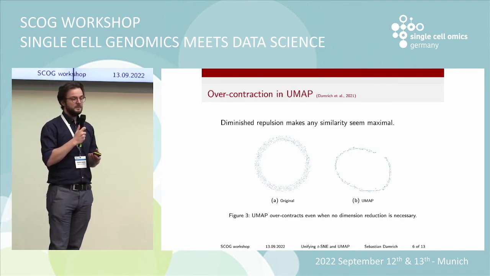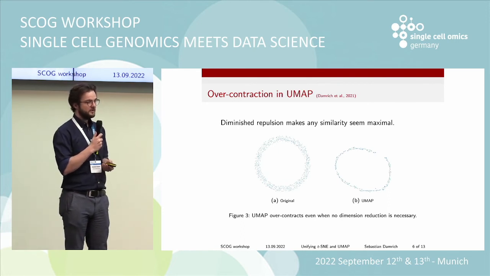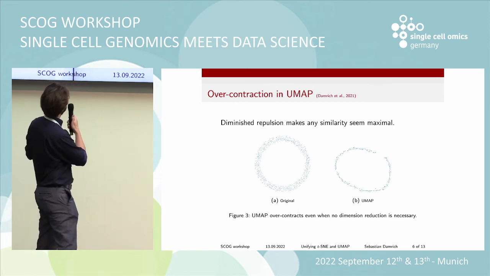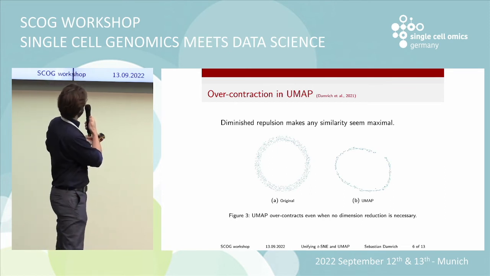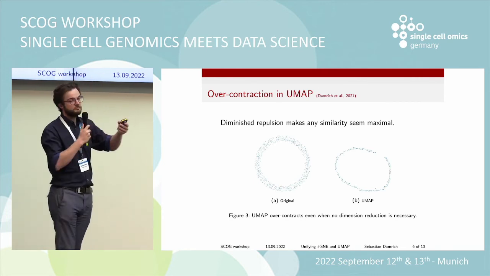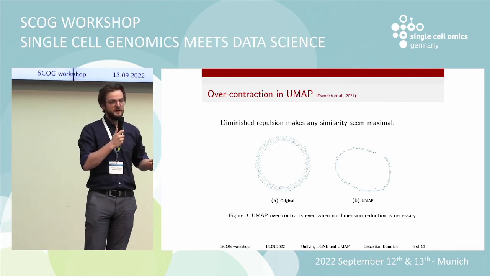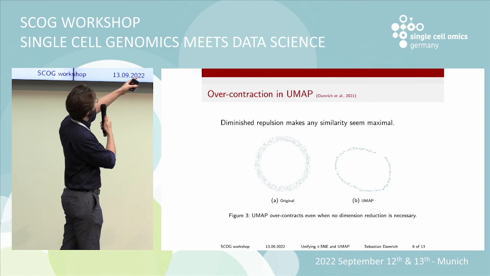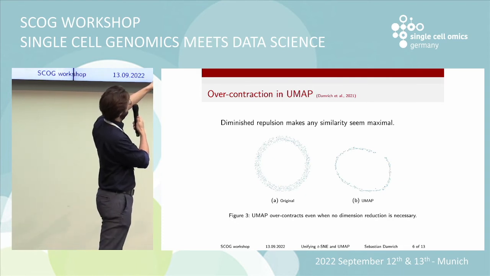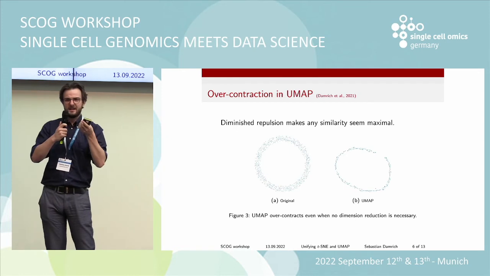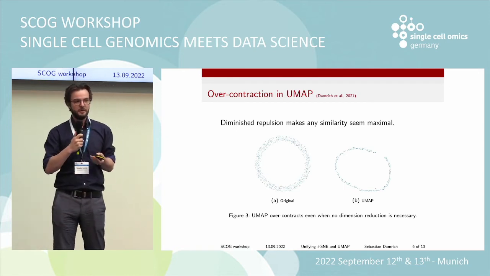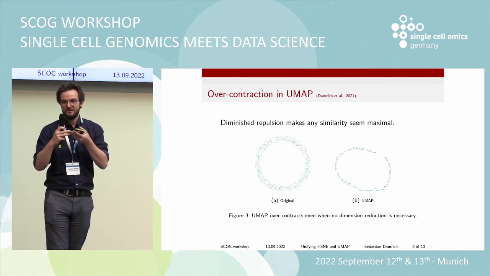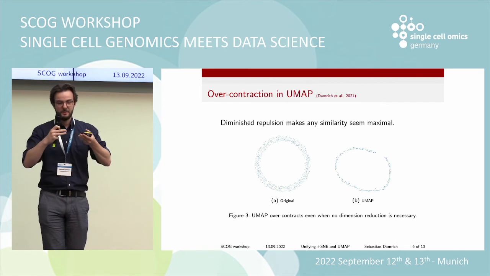There are a few consequences of this reduced repulsion, a phenomenon we call overcontraction. Here again, illustrated in a very toy example. Unfortunately, you can't quite see this so well. We had samples from a uniform ring in 2 dimensions, so a 2-dimensional data set. Then we applied UMAP to it, again getting a 2-dimensional embedding. And what you can see somewhat is that the embedding is not uniform anymore. It's kind of clumped together. The reason for that is the diminished repulsion makes any similarity appear maximal. And for maximal similarity, you want embedding points to coincide in position exactly. That's why these clumps form.